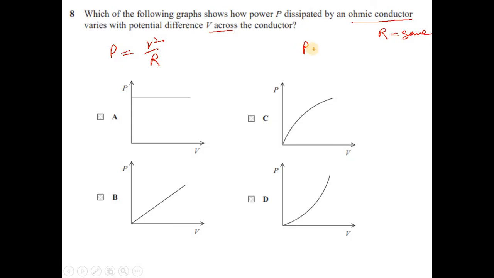Remember, power P is equal to VI. We cannot use this equation to see the effect of power due to change in voltage, because in this equation voltage and current both are changing. And this is the rule: if you are relating any two quantities from an equation, the third quantity should be constant. Here R is constant, so we can relate P and V, and clearly we have a square, so we must have a parabolic curve. So P is related with the square of V, parabolic curve, and clearly option is D.